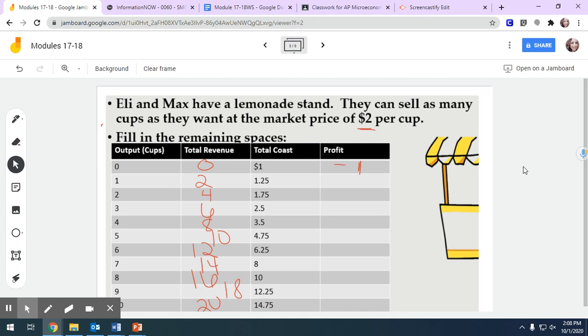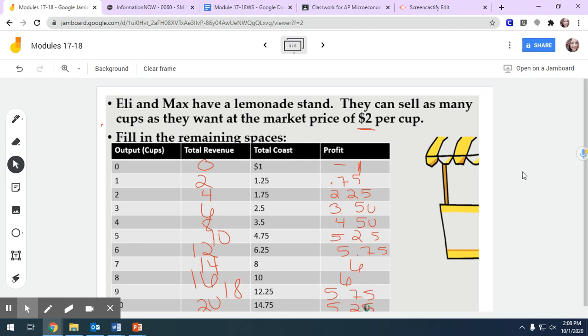2 minus the $1.25, so this is like 75 cents. And then 4 minus the $1.75, I think we're at 2.25. 6 minus 2.50 is 3.50. 8 minus 3.50 is 4.50. 10 minus 4.75 is 5.25. 12 minus 6.25 is 5.75. 14 minus 8 is 6. Okay, 16 minus 10 is 6. And then 18 minus 12 is 6.00, and 20 minus 14 is 6.